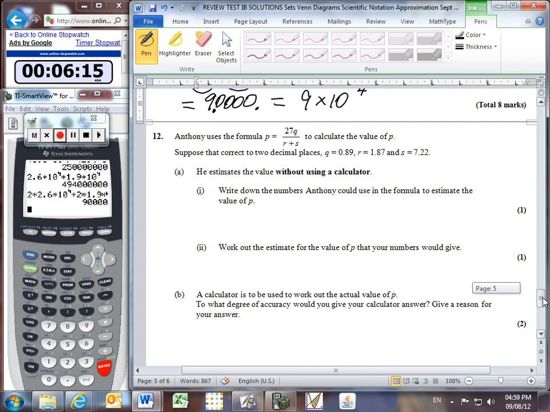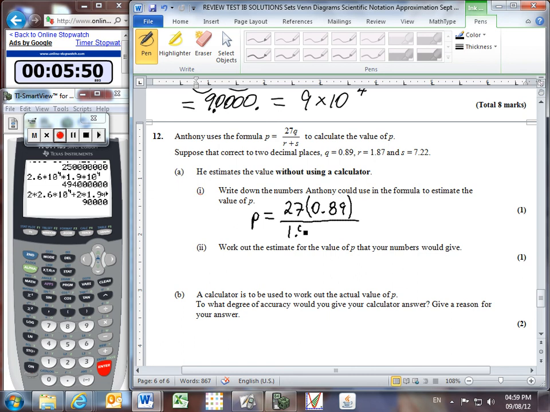Number 12. Anthony's got this formula of 27Q over R plus S, so let's substitute in his values of R, Q, and S, and see if we can figure out the value of P. So P is going to be 27 times the Q value, which is 0.89, and we're going to take that result and divide it by the sum of R and S, which are respectively 1.87 and 7.22.